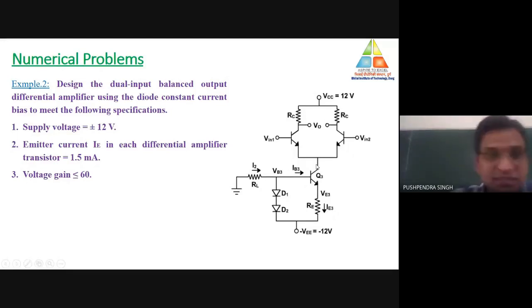Please keep in mind that the total value of IC3 will be 3 milliampere. And the value of voltage gain should be less than or equal to 60. This is a constraint for the design of this circuit. For the calculation, start by calculating the value of VB3. From there, calculate VE3, and from there you can easily calculate the value of RE and R.